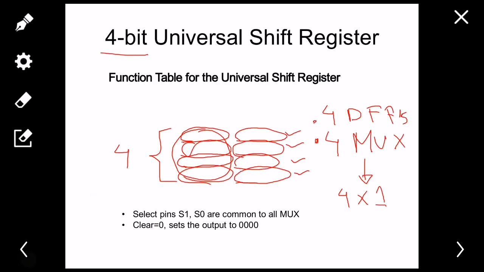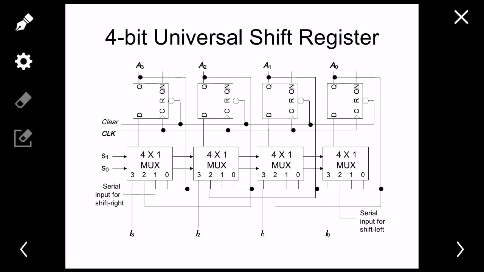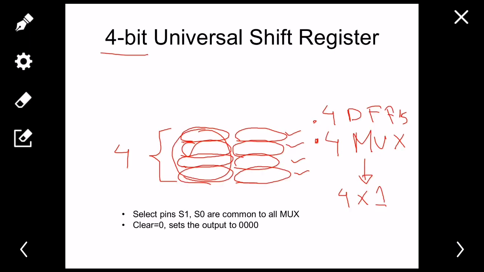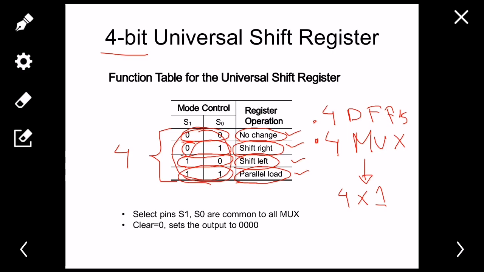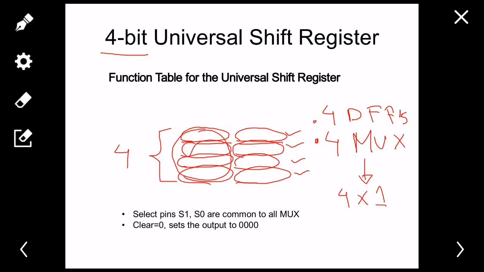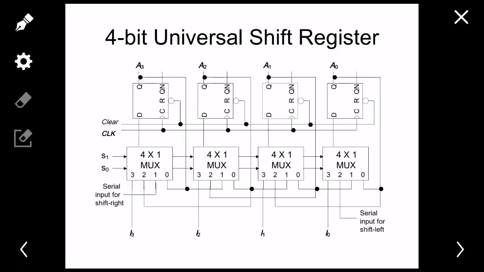So let's take a look at the actual circuit now. This is the final product of the circuit. Now let me try to explain how it works. For the first mode control, 0 0, when I press 0 0, there is no change. So the present output will be the current output, so there will be no change at the output.